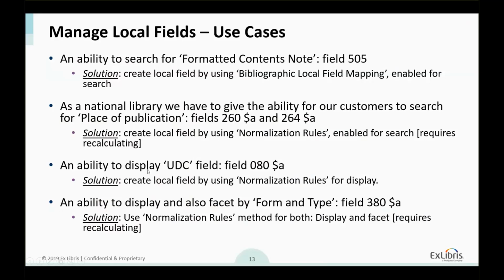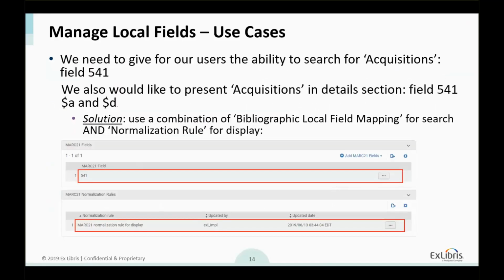Also, a customer wanted to display the UDC field, which is taken from 080 field subfield A. This is actually not a MARC local field, but it's for display. So you can create a local field by using normalization rule for display, and it's applied immediately for the users in Primo VE. No need to recalculate the data. Let's see this use case.